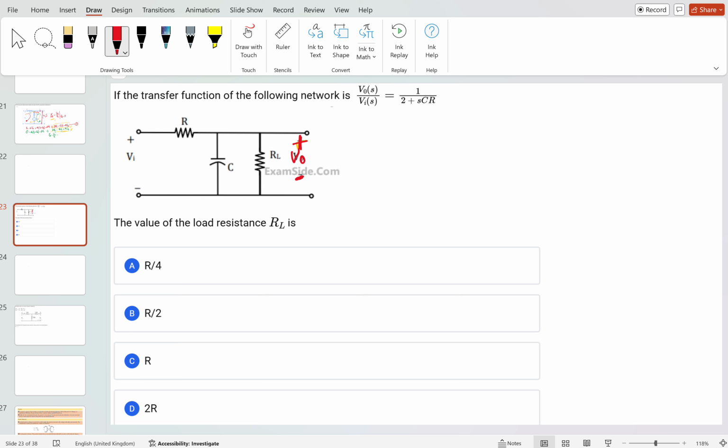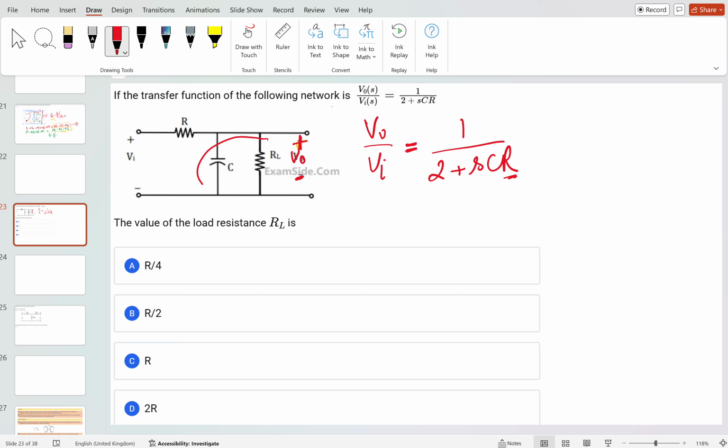So in this problem, V output by VI is already given as 1 upon 2 plus SCR. You just have to find out, by finding the equation, how it is relating to this R, that is the value of RL. Okay, let me solve and check whether it is correct or not.